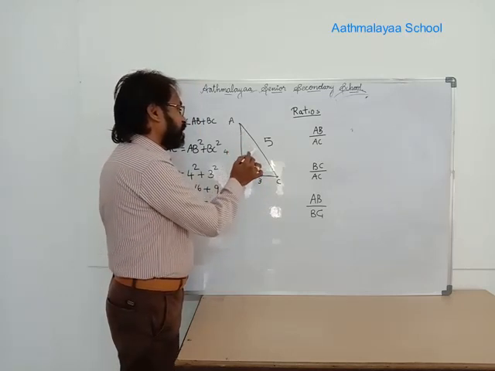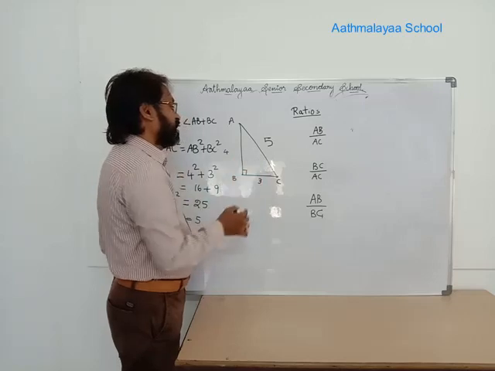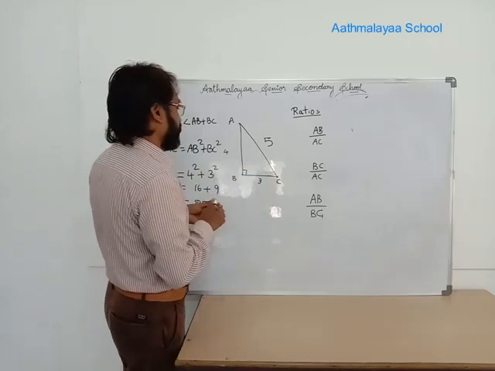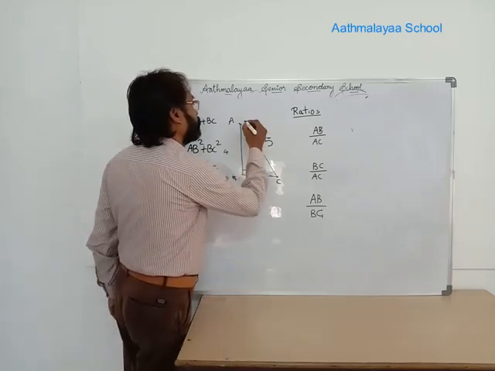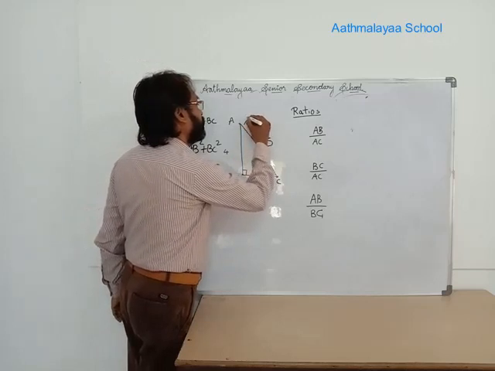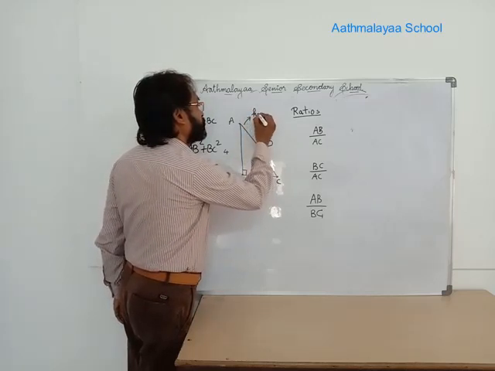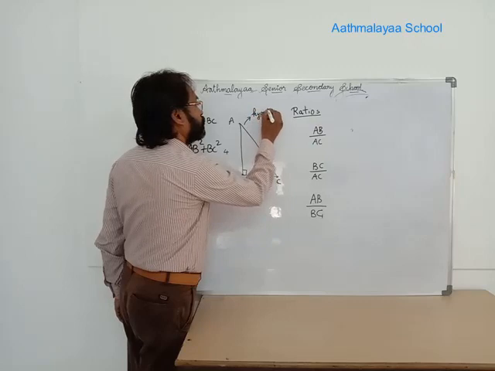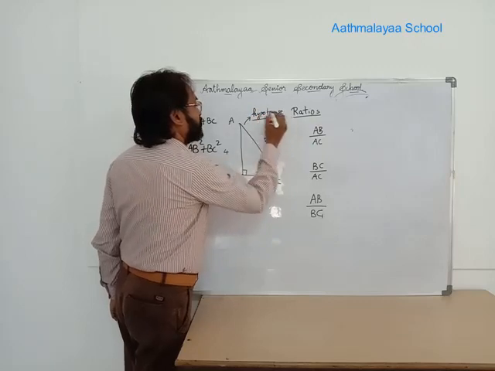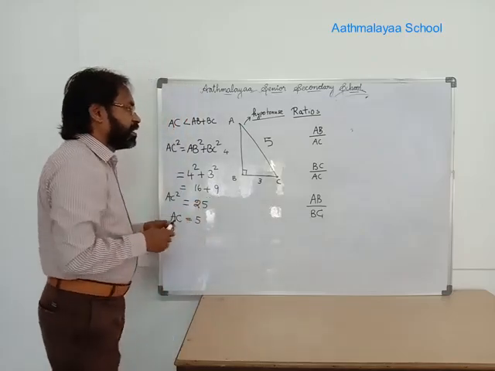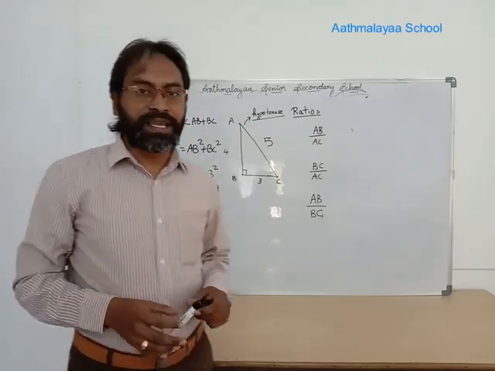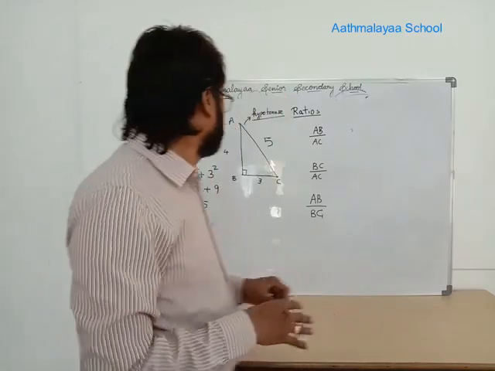This special largest side has got a special name. You may be knowing the name. Anyhow, let me write it: hypotenuse. Hypotenuse is the special name given to the largest side of a right angle triangle.